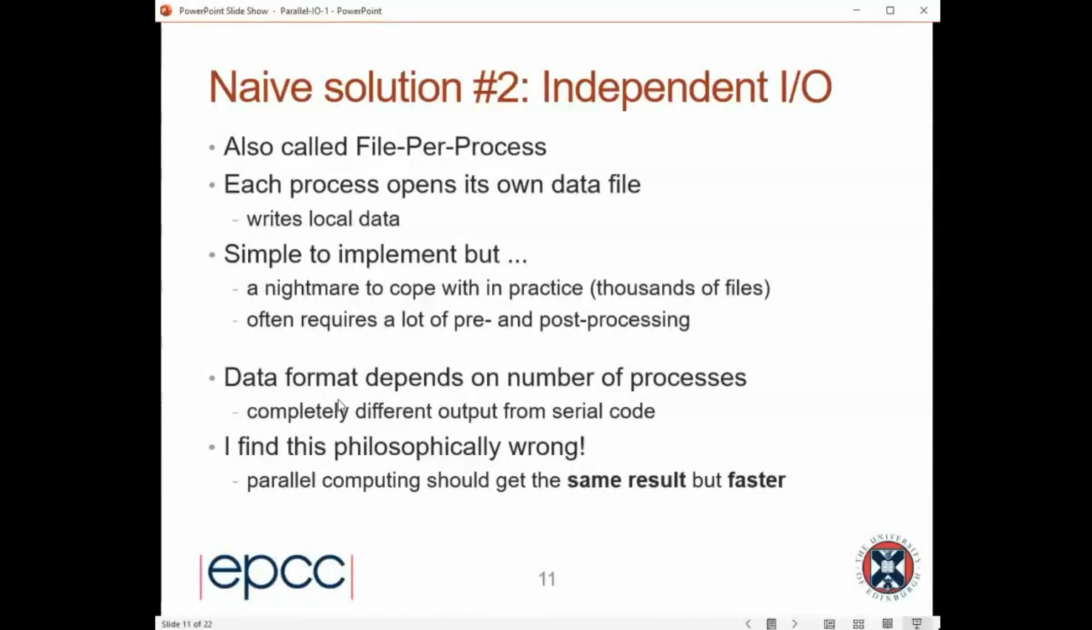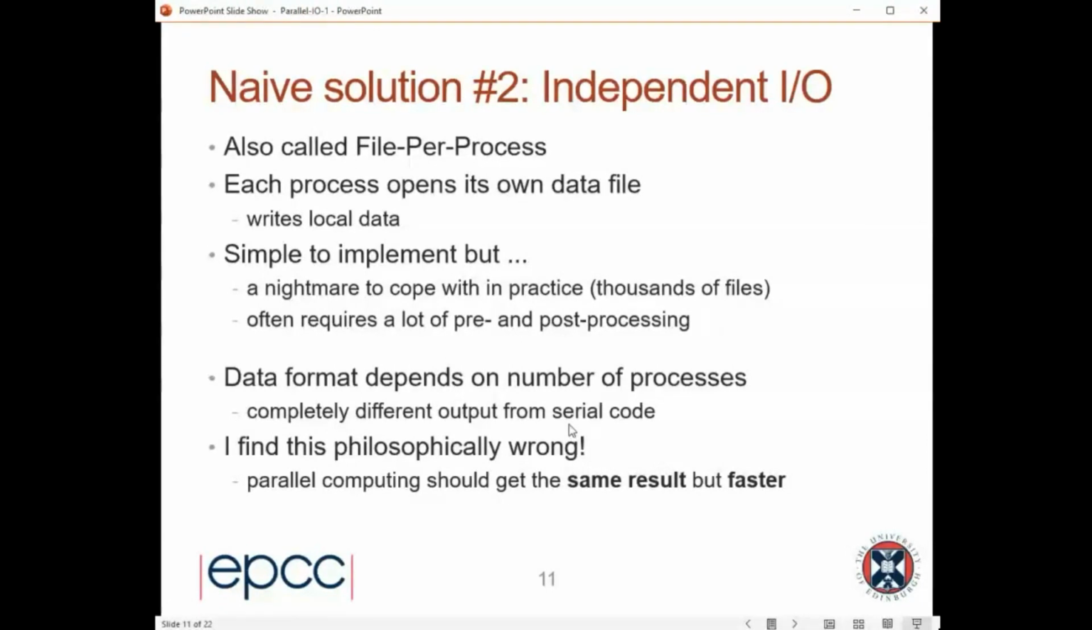And here, your data format depends on the number of processes. What I'm saying here is if you ran the program on one process, you get a single file of 16 doubles. If I ran it on 4 processes, I get 4 files each of 4 doubles. I find this philosophically not acceptable. Parallel computing should get you the same result but faster. So although file per process independent I/O is typically people's first approach to parallel I/O, there's a whole bunch of problems with it.